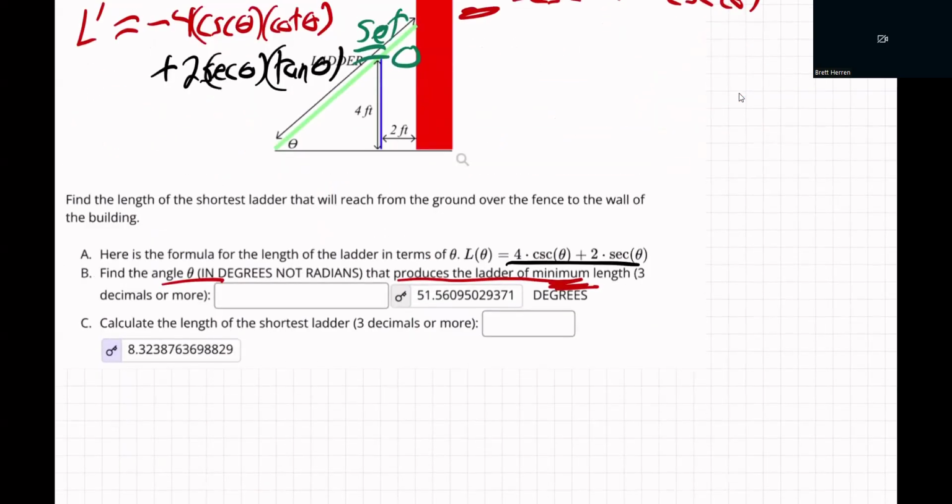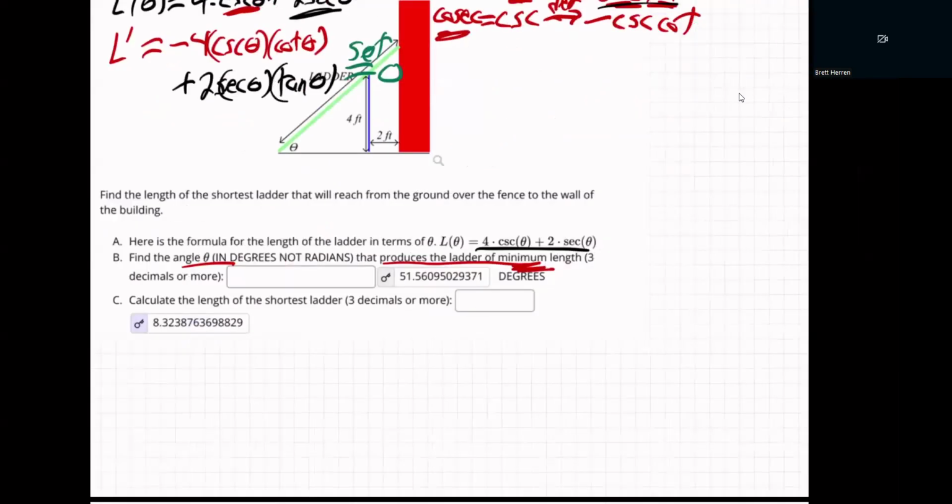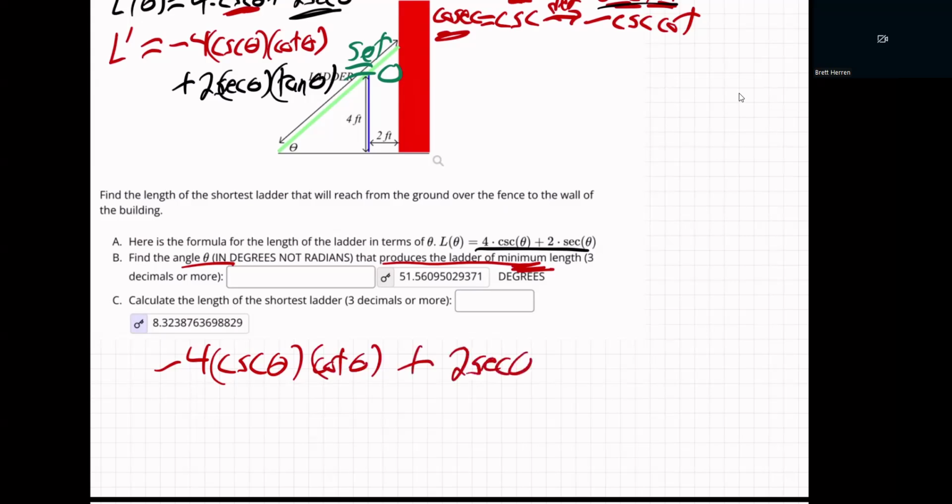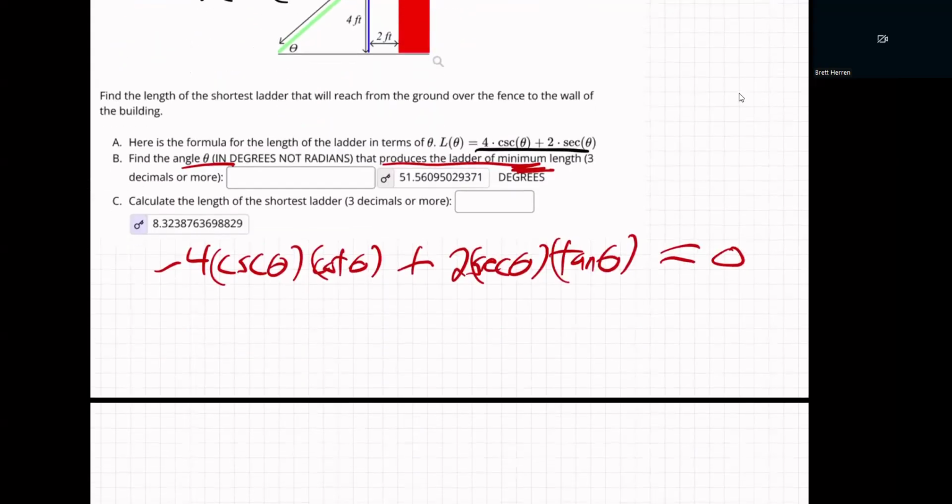Let's bring that down here. This is going to be a little bit of tricky math to solve. So we have minus 4 cosecant theta cotangent theta plus 2 secant theta tangent theta equals 0. Now, how in the world do we solve that? Well, I'm going to do a couple of little trig tricks with you.